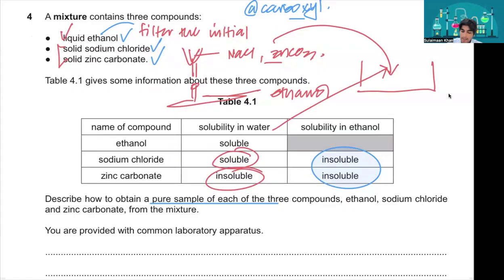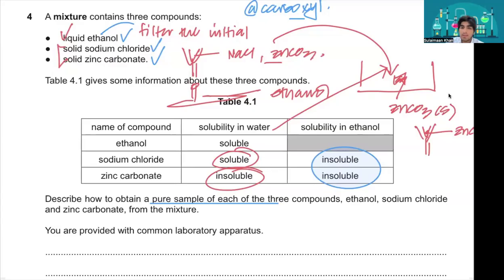What do you do? The first thing that I did was just filter the initial mixture because it was a liquid and two solids. How do you separate a liquid from two solids? So once you do this, NaCl would dissolve and zinc carbonate solid would be left behind. And then obviously you would filter it out, zinc carbonate would be obtained, wash it, dry it.